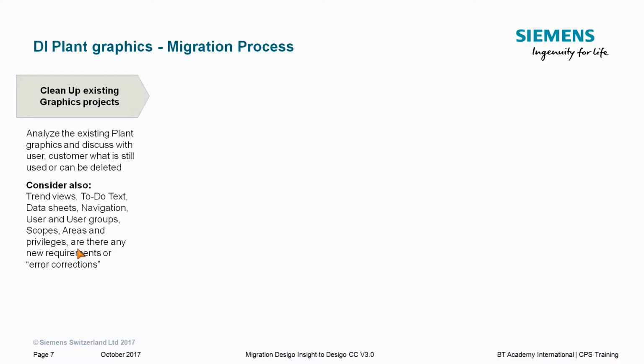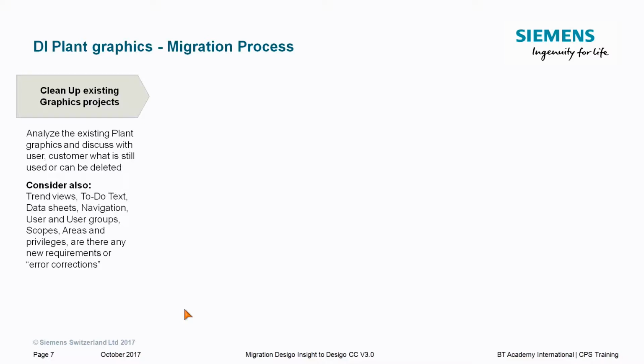Like areas and privileges, they are not in Desigo CC. In Desigo Insight, in the Site Tech part, you were able to define areas. Okay. This is not supported in Desigo CC when they were used in the project. So the biggest part in a migration is basically to make sure what kind of state the project is in on the customer side.